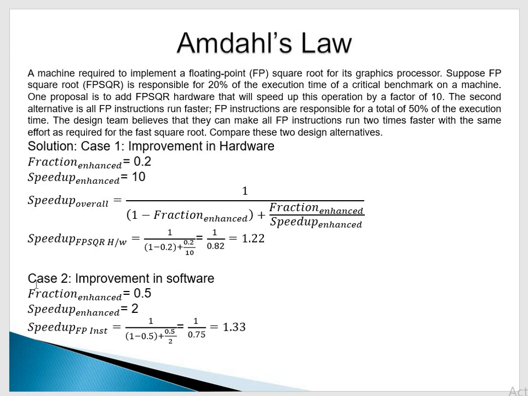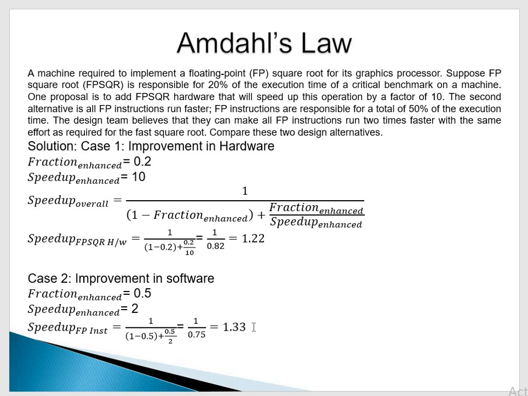Okay, so now we will consider the second case. If we improve the software, in which all the floating point instructions are improved, and as given in the statement, all the floating point instructions have 50% weightage of the total time, the fraction enhanced will become 0.5 and speed up enhanced will become 2. Again we calculate the speed up for the floating point instructions. After putting in the given values, we get 1.33. So what does it mean?